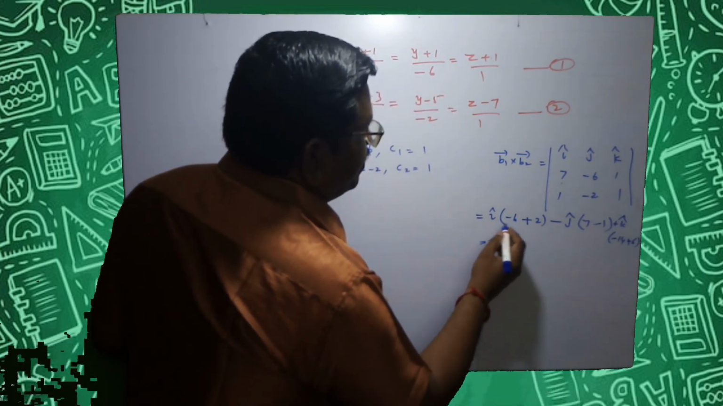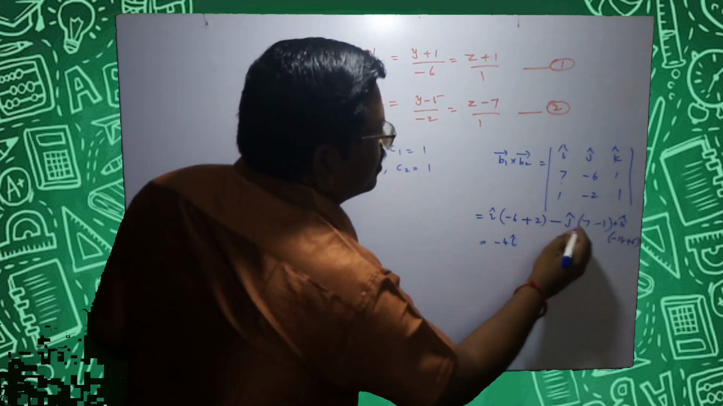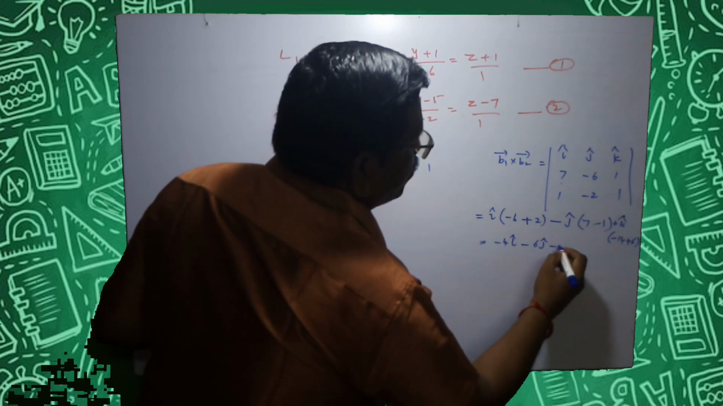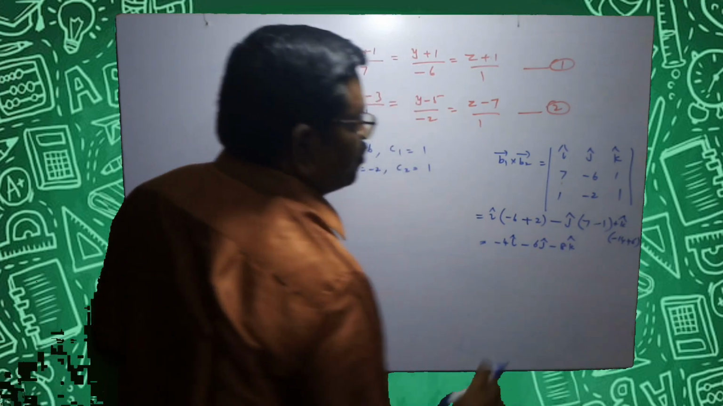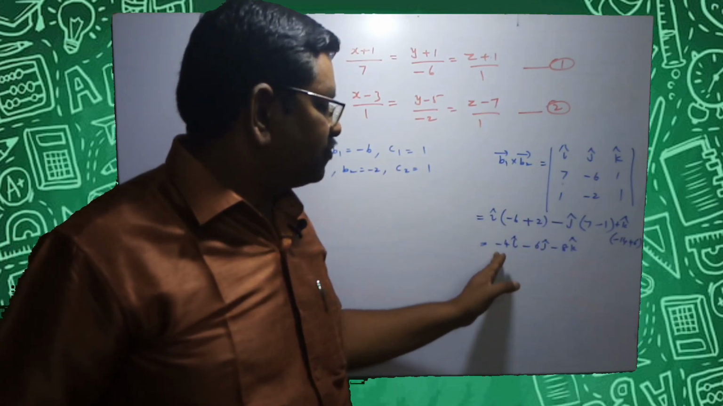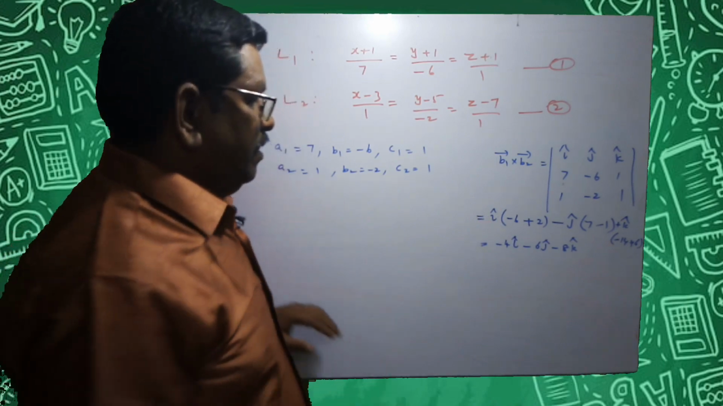So now when we simplify, it will be minus 4i, it is minus 6j, it is minus 8k. So we have found B1 cross B2, the value is minus 4i, minus 6j, minus 8k.